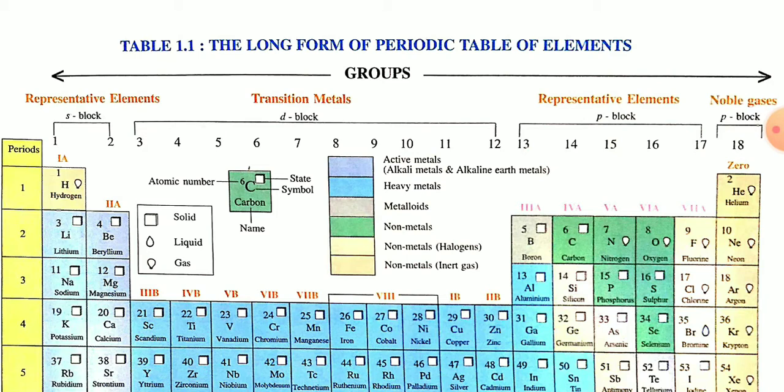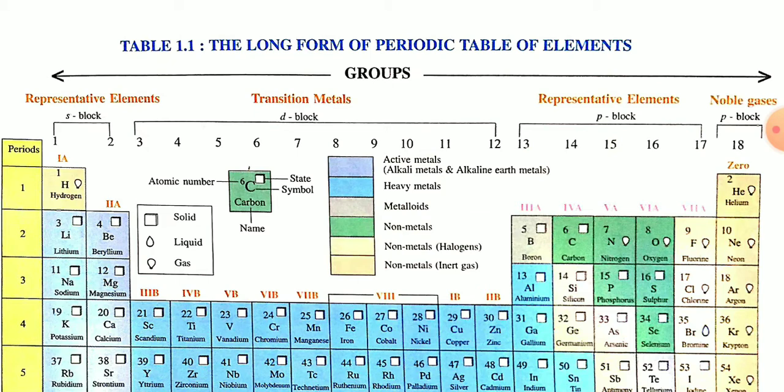Today I am going to discuss the first chapter of class 10th chemistry. The topic is periodic table, periodic properties and their variation. So in class 9 you have already studied about the periodic table.